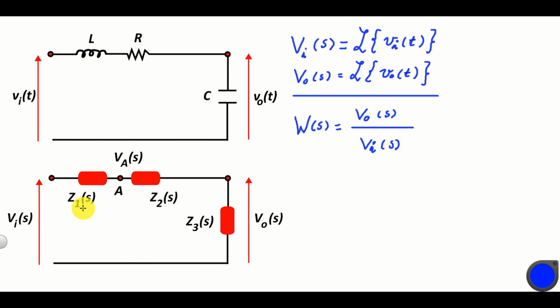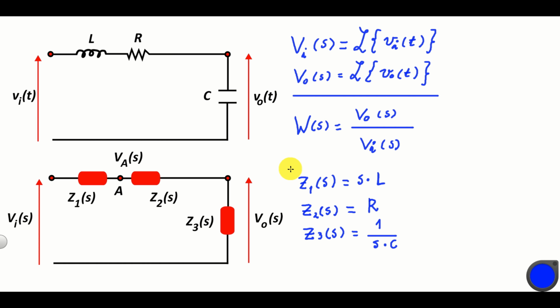And let's write down the impedances. For the inductor, we have that Z1 of S is equal to S multiplying L. For the resistance, we have that Z2 of S is simply equal to R. And finally, for our capacitor, we have that Z3 of S is equal to 1 over S multiplying C. And that's it.